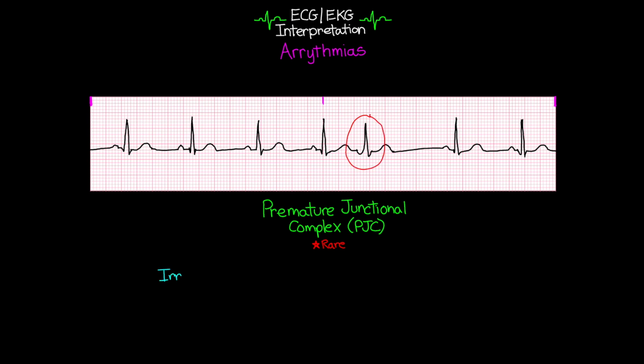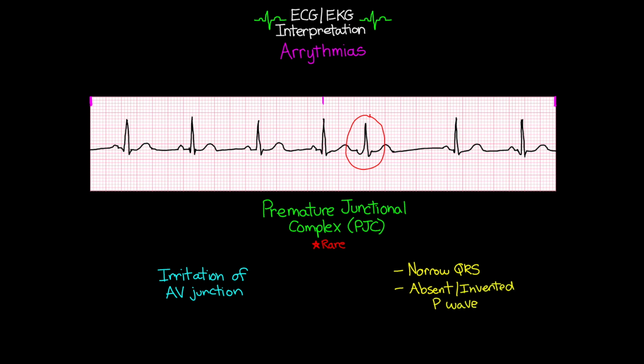On this strip, we really just have one example of a PJC, which is right here. And just like with the PAC, the PJC is going to be due to some sort of irritation of the AV junction. Now for the PJC, the first thing that we're going to have is another narrow QRS. But really the defining characteristic here is you either have an absent or inverted P wave.